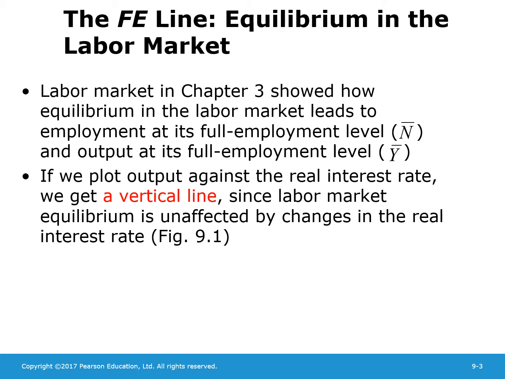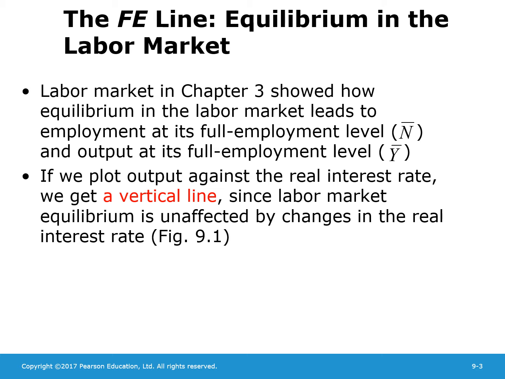In all curves we will derive in this chapter, we have the real interest rate on the vertical axis and output Y on the horizontal axis. So you have to remember this in all curves you are drawing, to put the real interest rate on the vertical axis and the output on the horizontal axis. When we are plotting the FE line, FE is for full employment, because we are plotting the equilibrium in the labor market at which the employment is at its full employment level, and hence output is at its full employment level also.